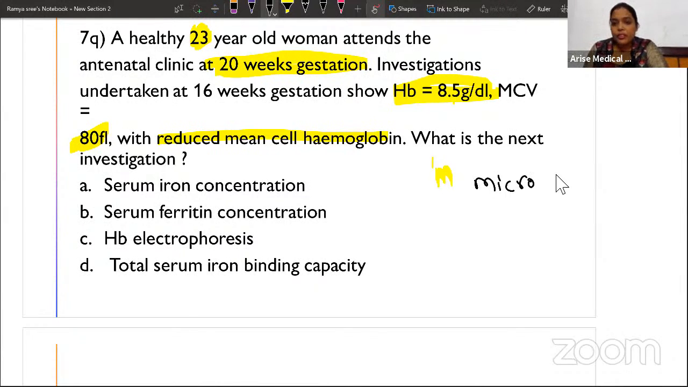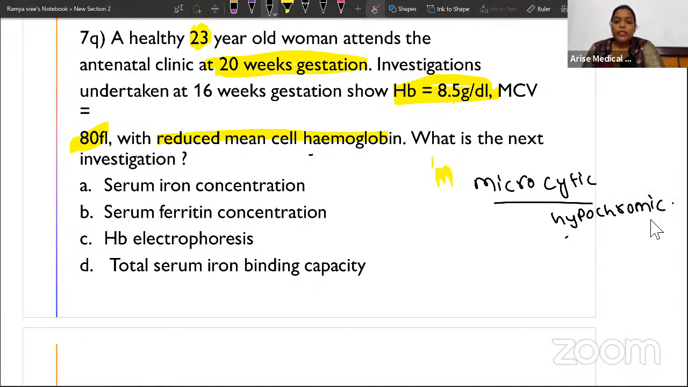Microcytic hypochromic anemia with reduced mean cell hemoglobin. It means she's also having reduced hemoglobin content. It's microcytic hypochromic anemia. So what is the next investigation which you want to do?